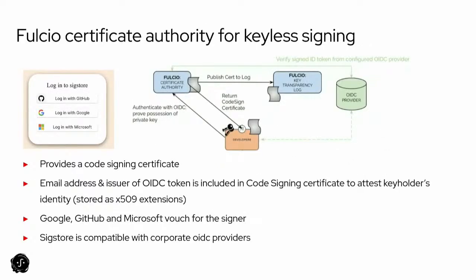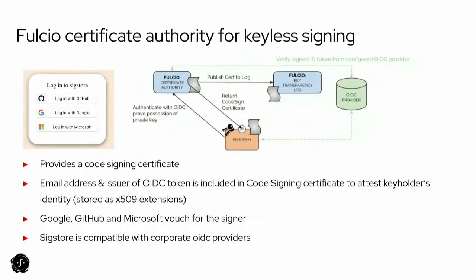The first component is Fulcio. Fulcio is a certificate authority that you would go to in order to get a code signing certificate. If you've ever logged into websites like Twitter or Instagram, it basically defers you to this other login flow, like Google or Facebook. Basically, these are open identity providers. They give you a token, and these platforms vouch for your identity.